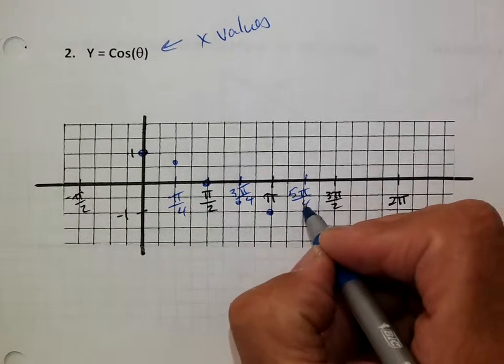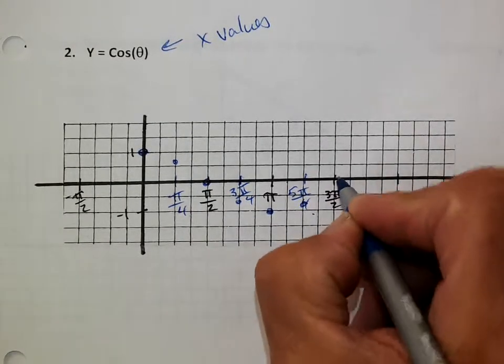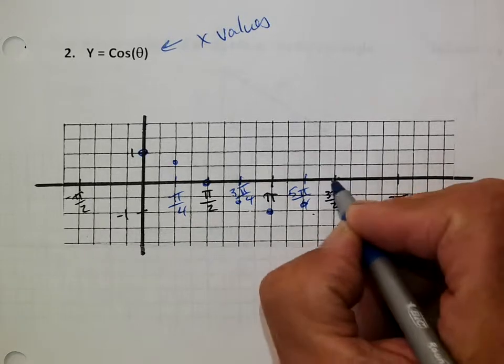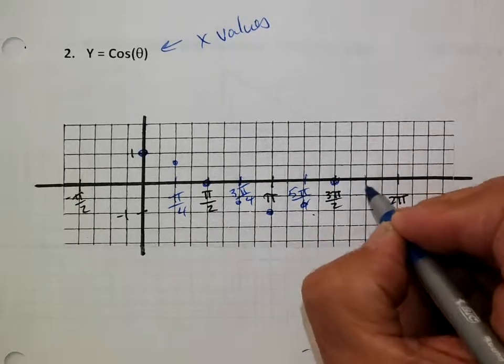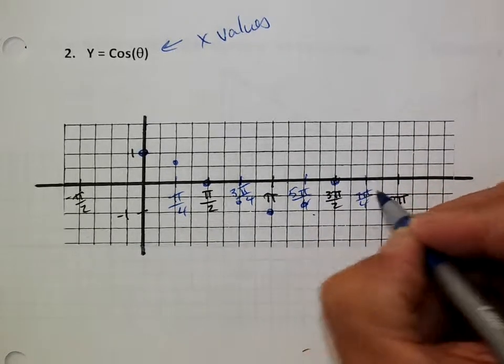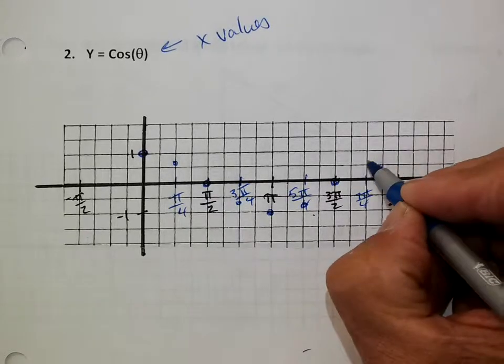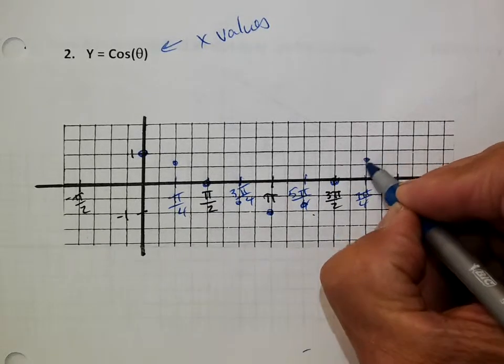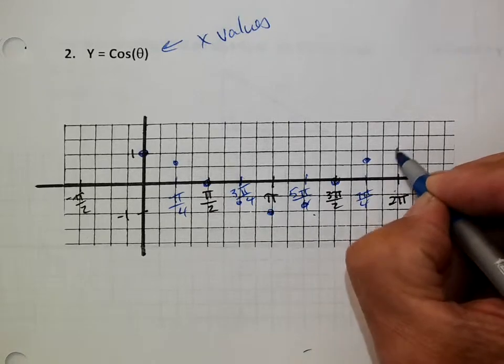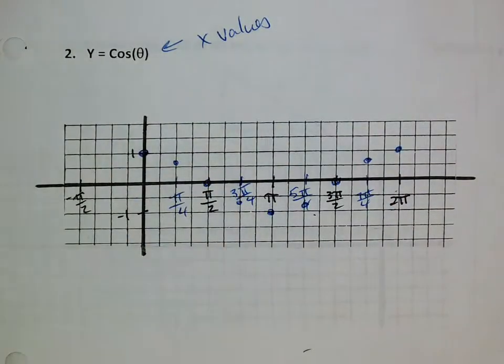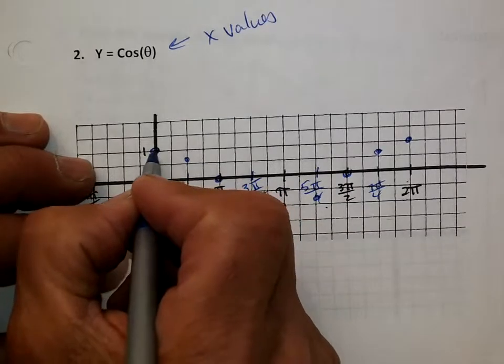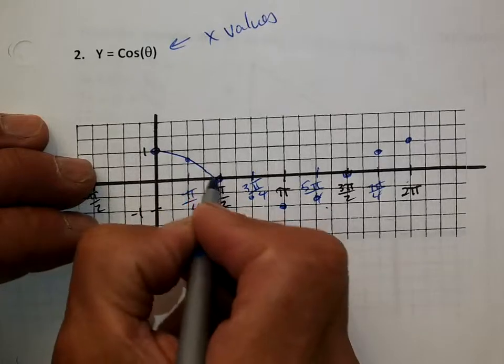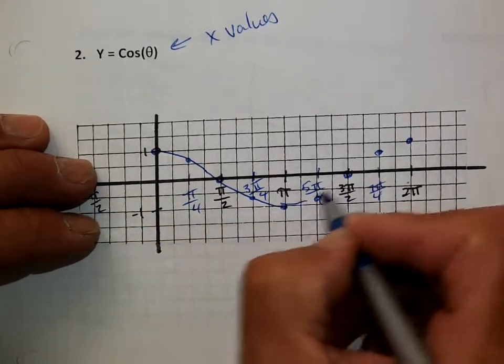Okay, and then 3 pi halves, the x value is 0, right? At 7 pi fourths, the corresponding value is square root of 2 over 2, or about 0.7. And then back up to 1 when we get to here. Okay, so then it's the exact same curve, same shape. The difference is where it starts. It starts up at a height of 1 instead of 0. And there it is.